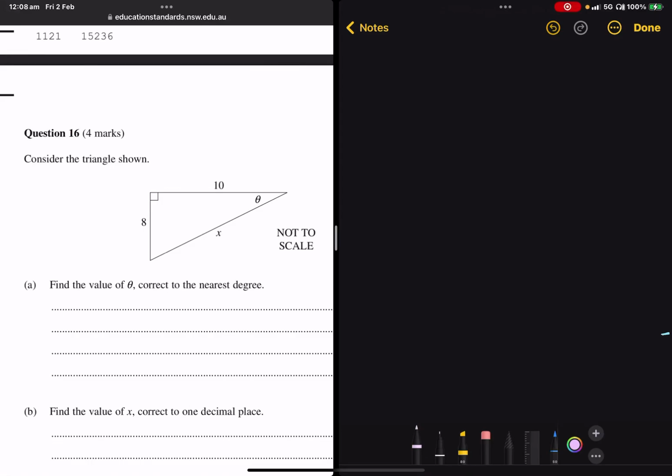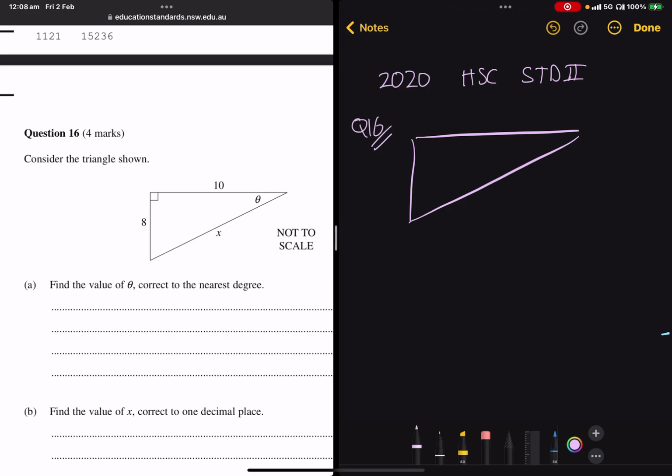Okay, so we're going to have a look at a question from the 2020 HSC Standard 2 Maths paper. This is question 16 from the paper. So we're given a triangle. The triangle looks like this. This is 8. We're told this is 10.